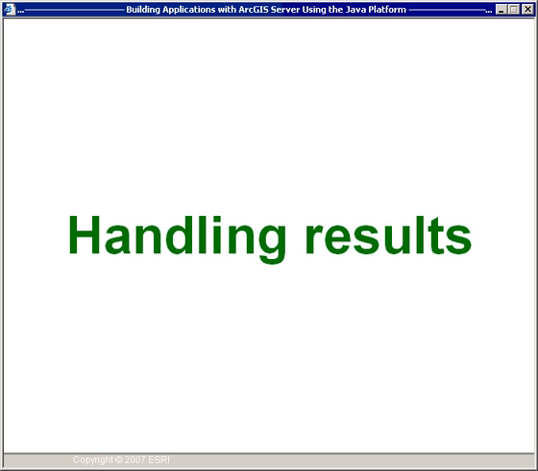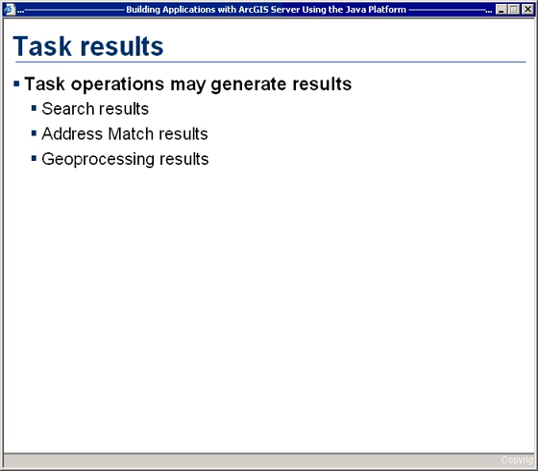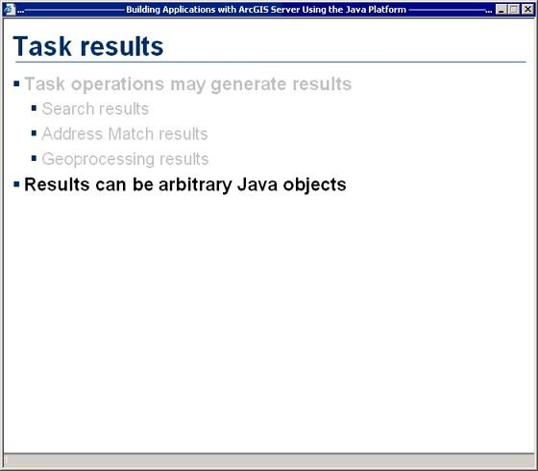So, in this final section, we're going to see how we can handle results that get returned from some operation that the user performs. While using the application, it's very common that some of the task operations will generate results that you want to display to the user. Examples are search results from a search attributes task, address matches based on a geocode, or even geoprocessing results from a geoprocessing task. Obviously, these aren't the only types of results that can be returned, as results can be of any type, even Java objects that you've declared yourself.